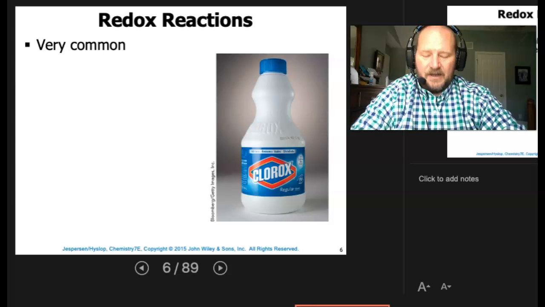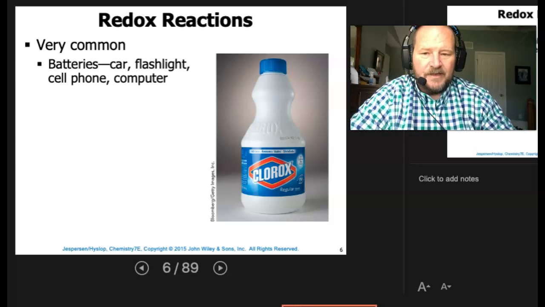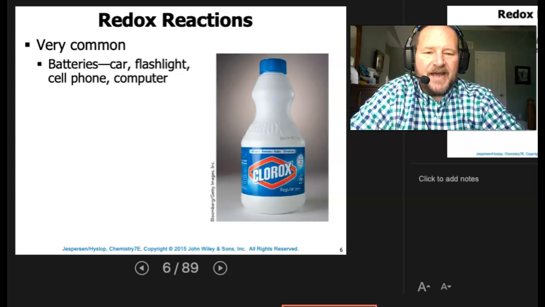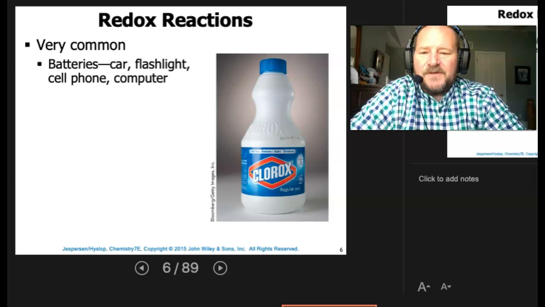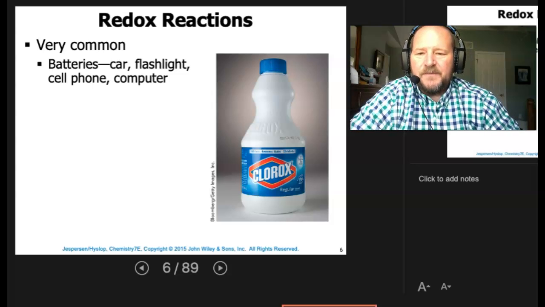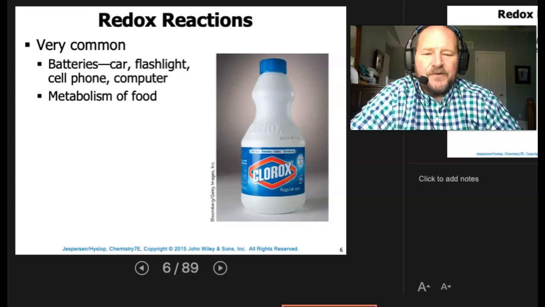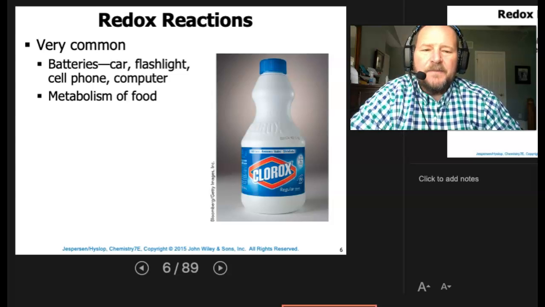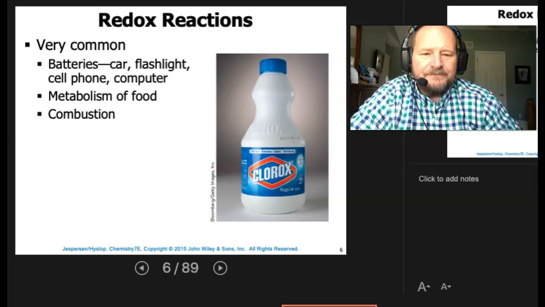All right, so redox reactions are very common, right? And for my EE people, here you go. That's your batteries, right? You have a cathode, you have an anode, positive end, negative end. So cars, flashlights, cell phones, computers, all those batteries are all based on redox reactions. The metabolism of food. So those of you that are going into some sort of medical profession and you want to go to med school or dental school or PT school or whatever it may be, metabolism of food. And then of course there's good old-fashioned combustion.